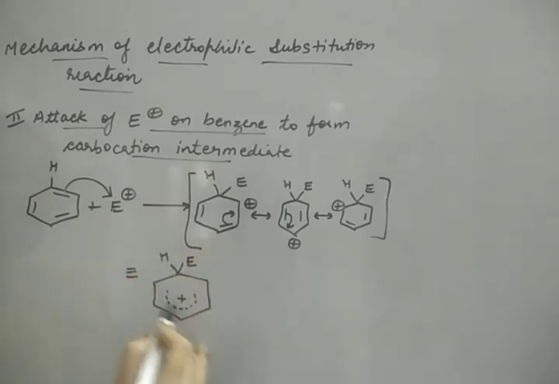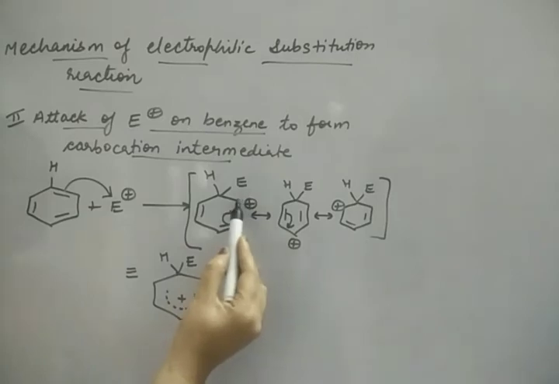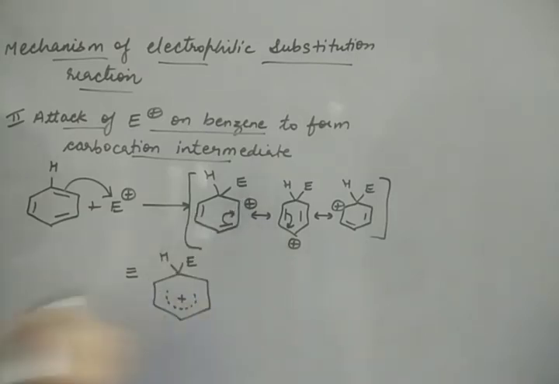Now I have not made the entire circle because the positive charge is not present on all the carbon atoms. Out of 6 carbon atoms, positive charge is present only at 3 carbon atoms. So it is a half circle. And the structure which is formed is known as the carbocation intermediate. Because of this resonance, the stability is more. That's why the rate of electrophilic substitution is also more. So in the second step, the electrophile attacks benzene, and there is delocalization of positive charge throughout the benzene ring, resulting in the formation of a stable carbocation intermediate.